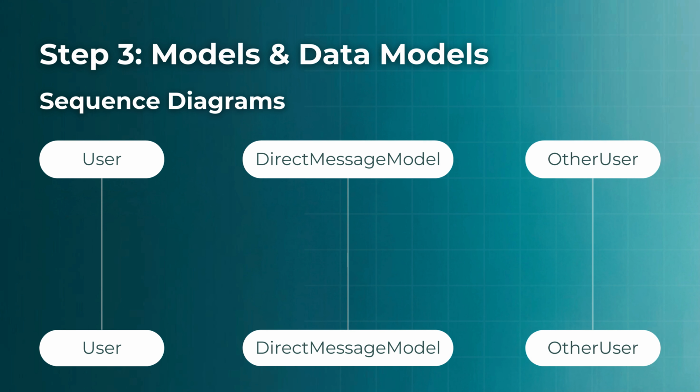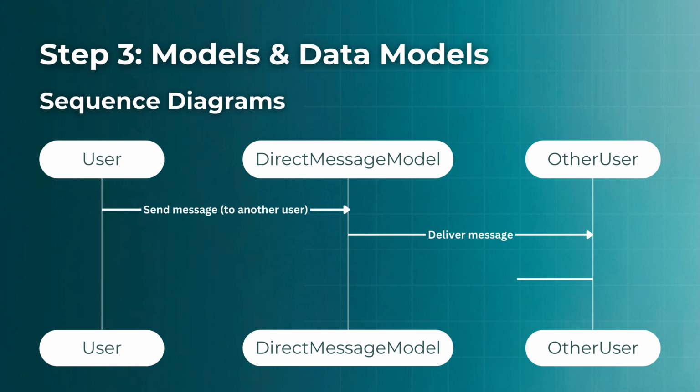Let's take a closer look at how the user, the direct message model, and the other user interact in the system. When a user sends a message, the request is sent to the direct message model along with all necessary details. The direct message model processes this information by storing the message in the database and then notifying the other user through an inbox update or a push notification. When the other user accesses their inbox, they send a retrieval request to the direct message model, which fetches the stored message and delivers it to their interface. This efficient sequence ensures smooth, real-time communication while maintaining data integrity and user experience.